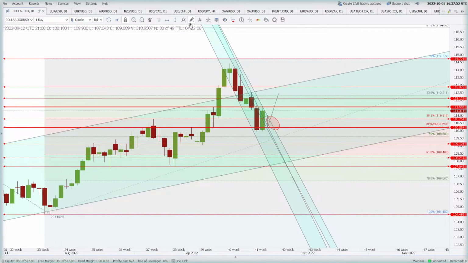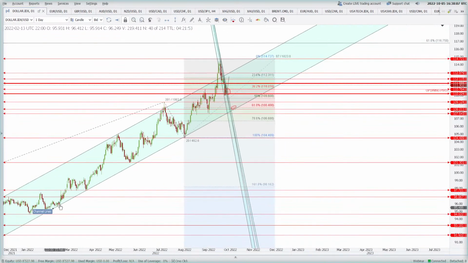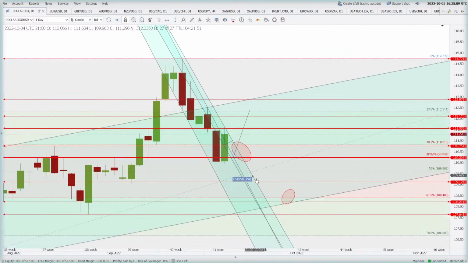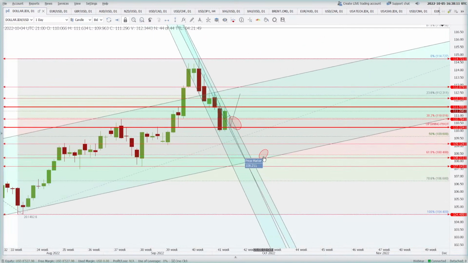And after that there is a confluence of support actually here. You see, this is a very interesting level. This is a 61.8% of the recent rise. Then there is 108.21, the horizontal level of support. Then there is a long-term rising channel which is meeting this price here on 13th of October. So that will be a very interesting level for the buyers.